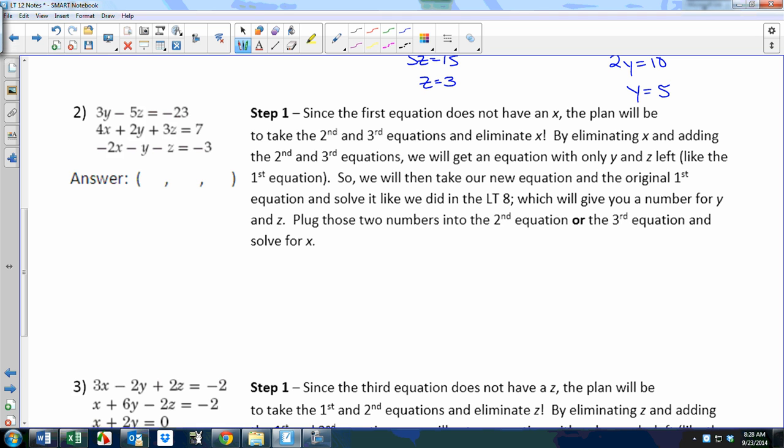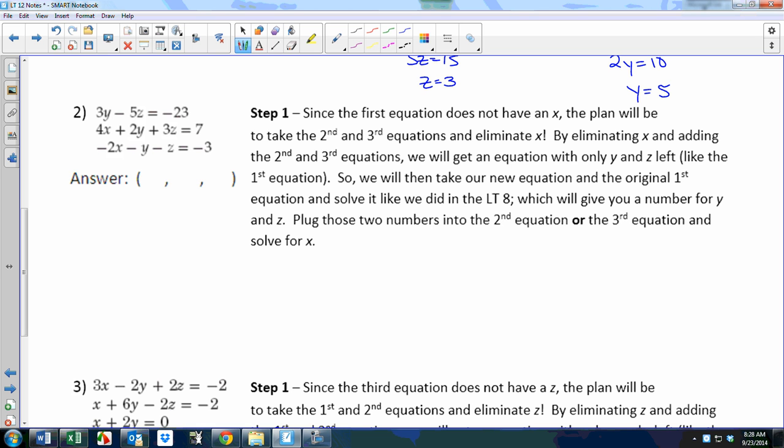Notice that the first equation doesn't have an x, but the other two do have an x, right? Because of that, I'm thinking learning target 8. How can I make this look like learning target 8? Well, we can take the second and third equation and get rid of the x. If we do, what's going to be left? A y and a z that we can use with our original first equation to create a learning target 8, a 2-variable, 2 equation. So that's the plan that's written up here.